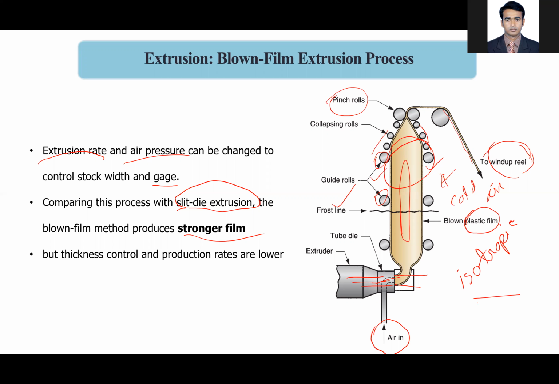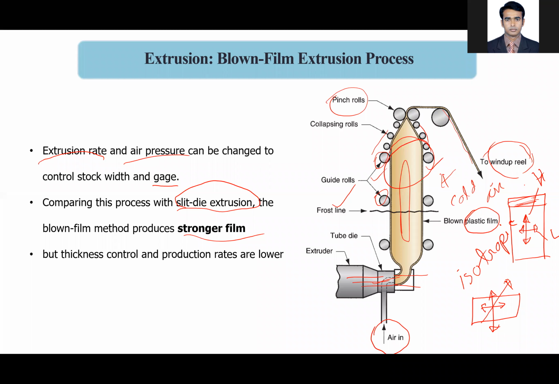Isotropic property means that if you consider a sheet, the strength in this direction, or in the vertical direction, or at a certain angle, will be the same. But in the case of slit die extrusion, since the material is squeezed out of a slit, it actually gets directional property. If this is the slit and the plastic is coming out from the slit, then due to the compression here, it has higher tensile strength in this direction, but in this direction it will have less tensile strength.